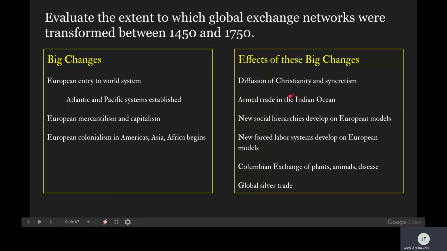Okay? You get these new social hierarchies developing, right, on these European models, right? The casta system, right? The system of chattel slavery as a social and economic hierarchy, right? So these are new things in the world that are really starting to be solidified and put in place. You get these new forced labor systems that are obviously tied in with these social hierarchies too, right? Encomienda, mita, chattel slavery, coming off of these European models, okay? Which obviously are going to have consequences in the future too, okay?